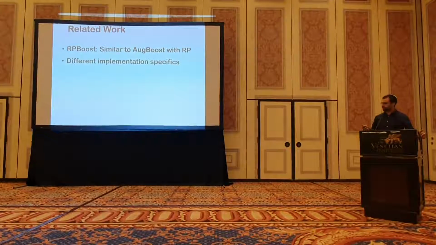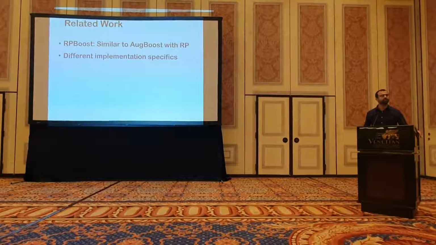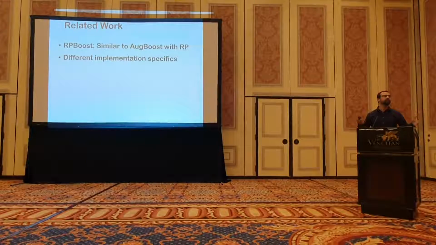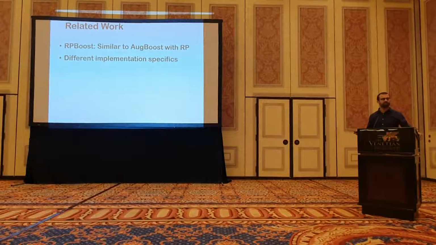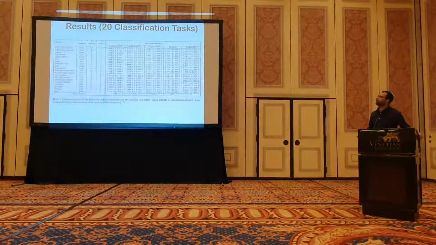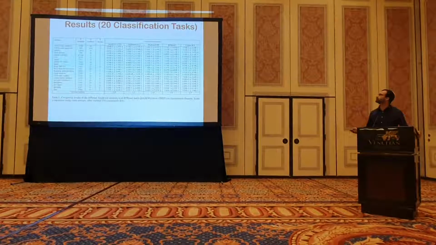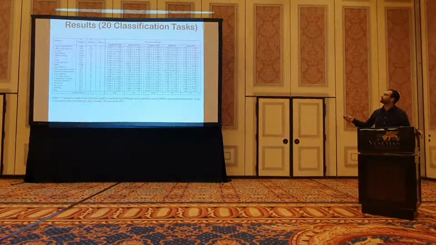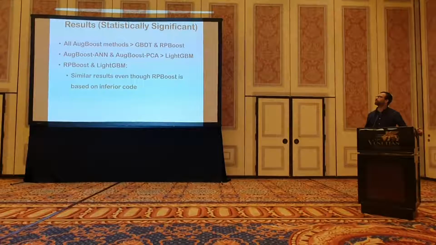So I'd like to mention AugBoost is similar work to our version of random projections, but with completely different implementation specifics, which means no concatenation, no feature subsets, and other differences. But we'll compare to this as well in the results. So these are the results. These three leftmost columns are the methods we introduced. We compared to AugBoost that I just mentioned, and we compared it to the original gradient boosting. We also compared it to LightGBM, which is a superior implementation of gradient boosting. And I'll discuss what we saw.